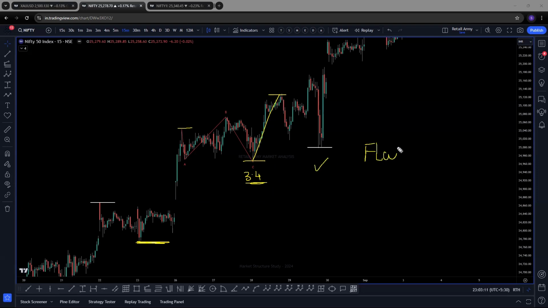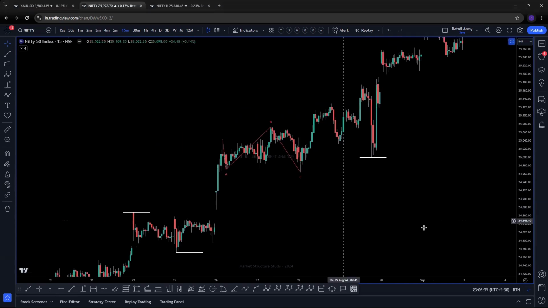After a flat correction, can be irregular flat, flat ABC, whatever you want to call it, expanded flat, everything. What happens? The market goes very fast. There's a sharp move after that. That's why this is a low risk, high probability setup. That's why flat patterns are low risk, high probability setups.